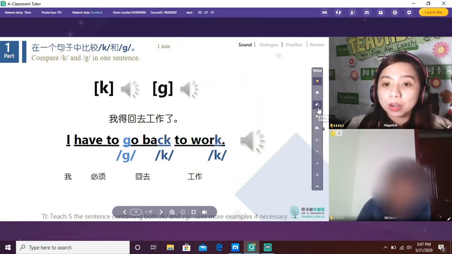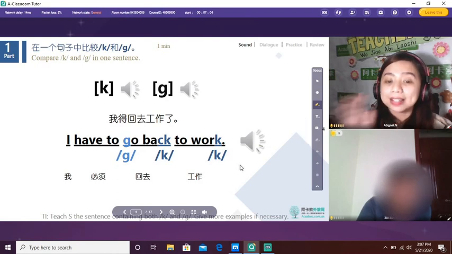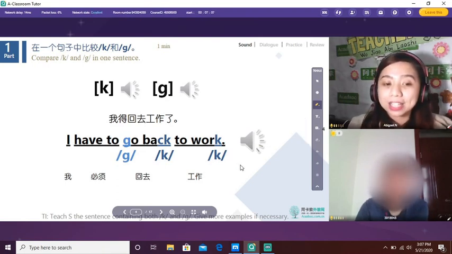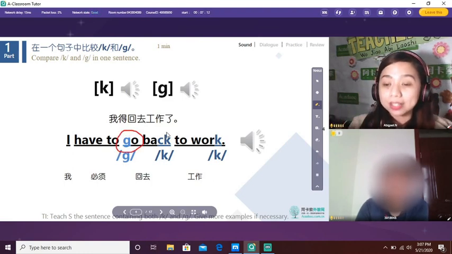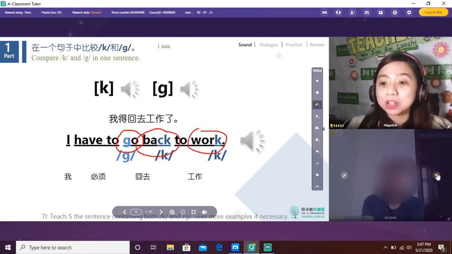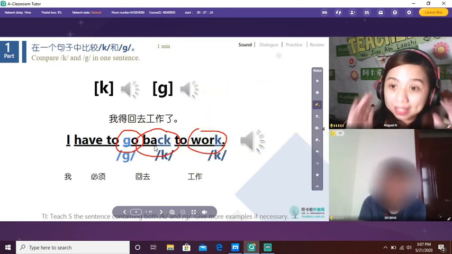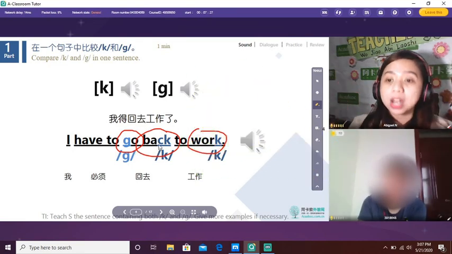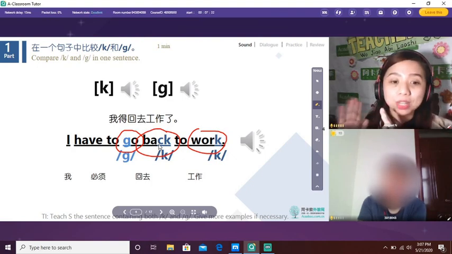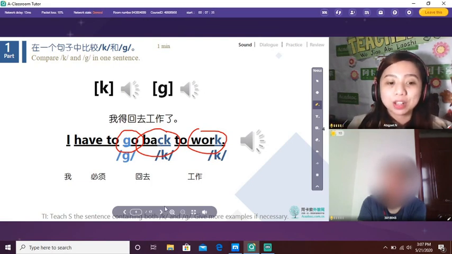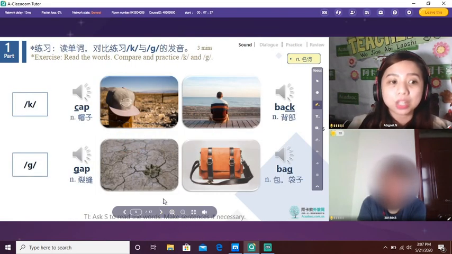So here, what are the words with g sound? Can you circle? Yeah, go. Okay, yes, very good. How about words with k? Can you circle? Back. Yes, and work. Yes, very good. Okay, so this sentence shows you that there are words with g sound and words with k sound. So this time we continue with the next page.